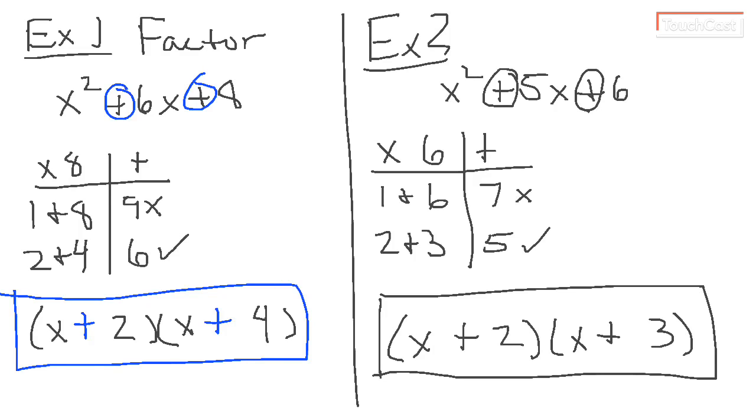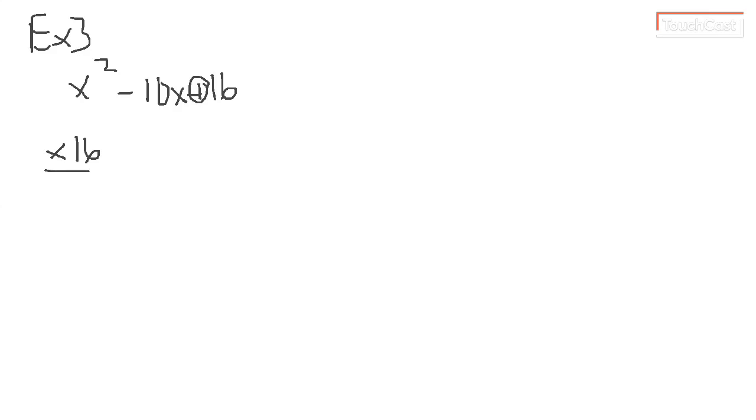Let's look at another example. Example 3. We're going to factor x squared minus 10x plus 16. Okay, now the method we've been doing is going to continue to work as long as we have a plus sign at the end, which we still do. So we want numbers that multiply to make 16, and then we're going to check what they add to make.